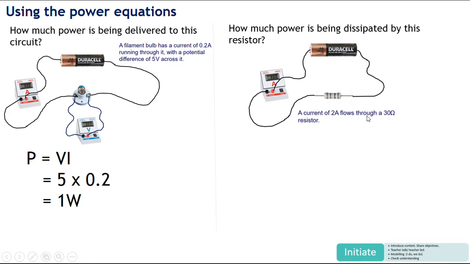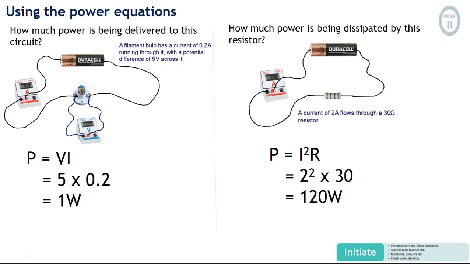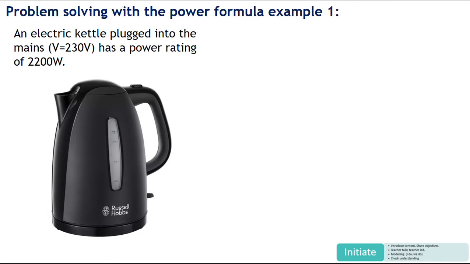Okay. Second one, how much energy is being dissipated by this resistor? Remember that a resistor will dissipate energy as heat. And we're looking at the rate that it's being dissipated. We know the current, we know the resistance, and so we use the second formula, which gives us a value of 120 watts, which is about right for a resistor. Okay. Pause that and write these examples down if you need to. I am moving on now.